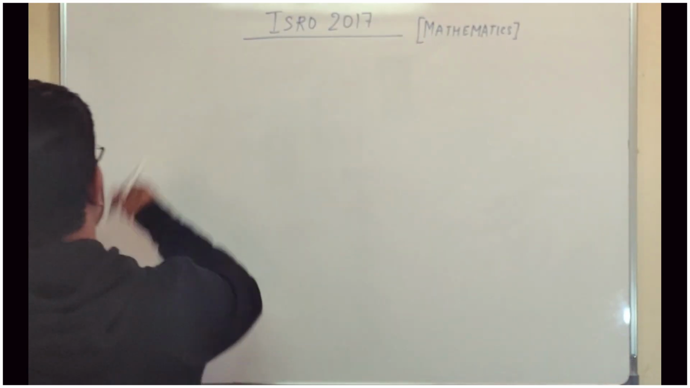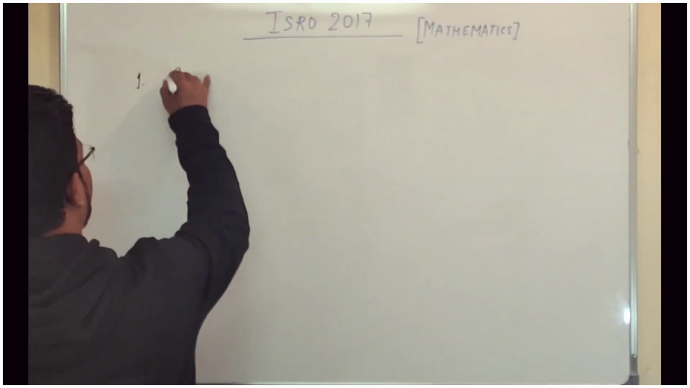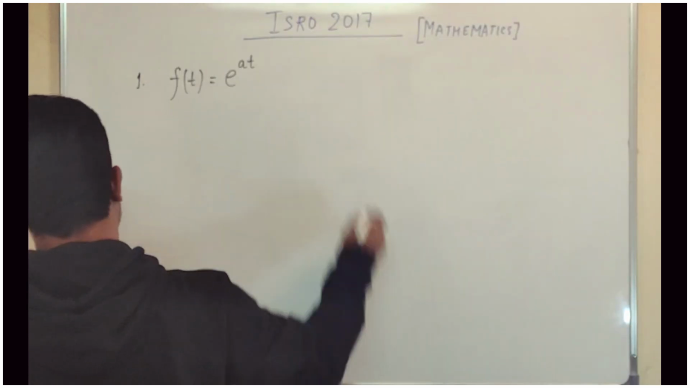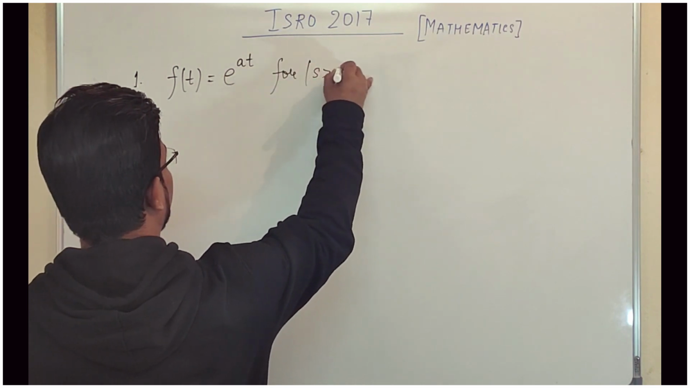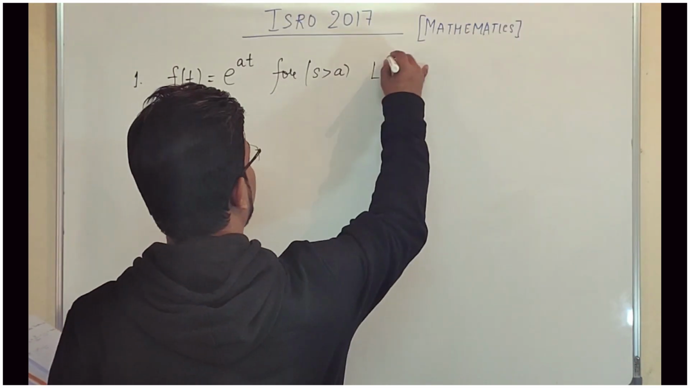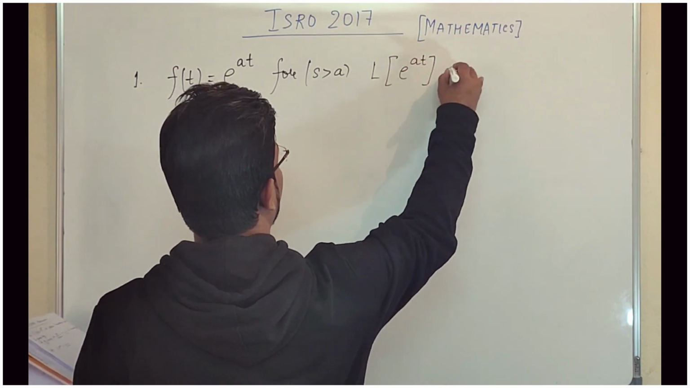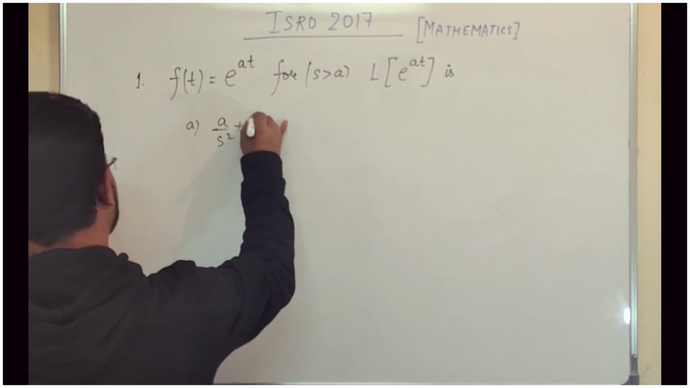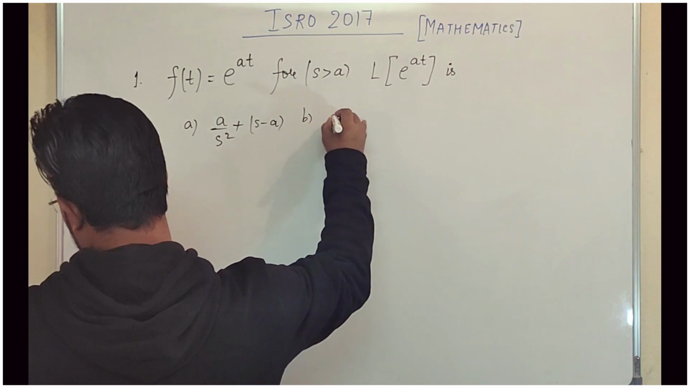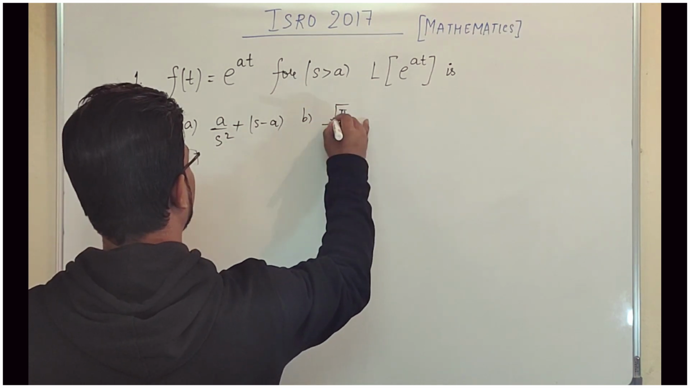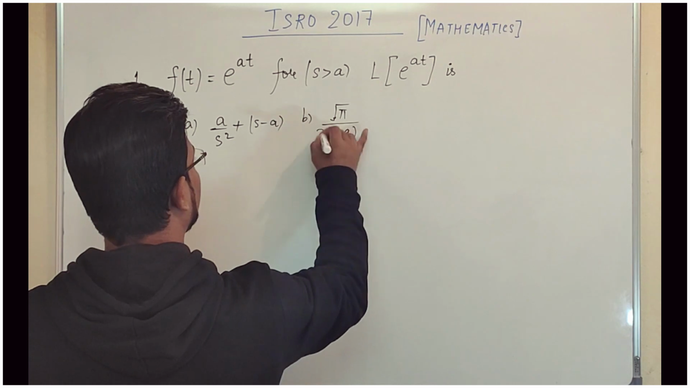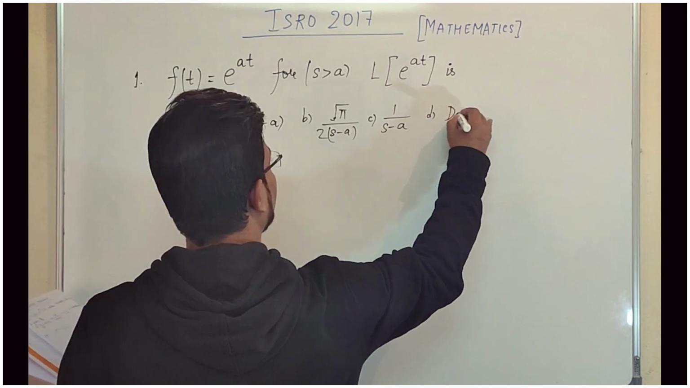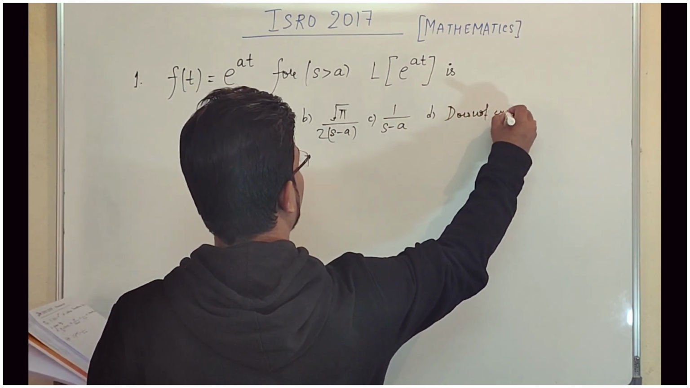The first question we have: if f of t is given as e to the power of at, then for s greater than a, the Laplace transform of e to the power of at is. Your options are a by s square plus s minus a, then root pi upon s minus a, 1 by s minus a, and then does not exist.